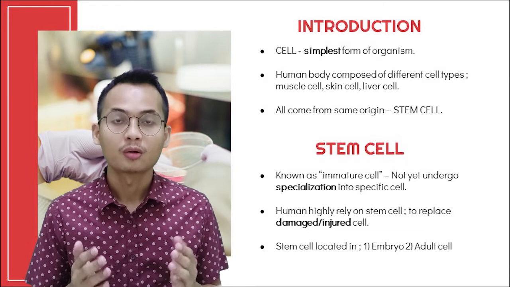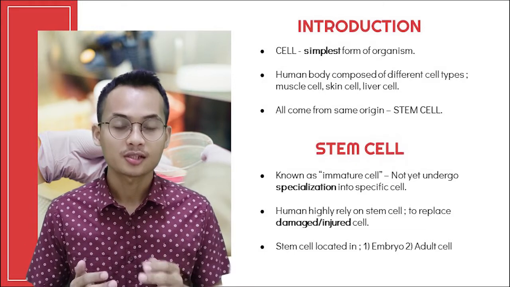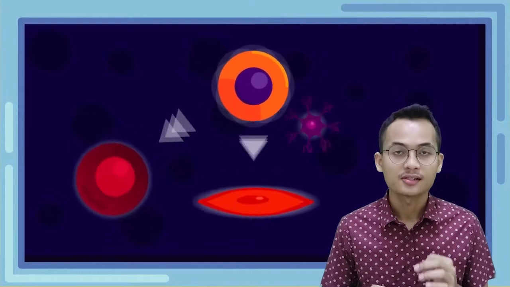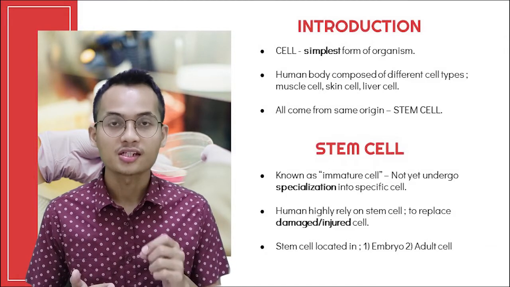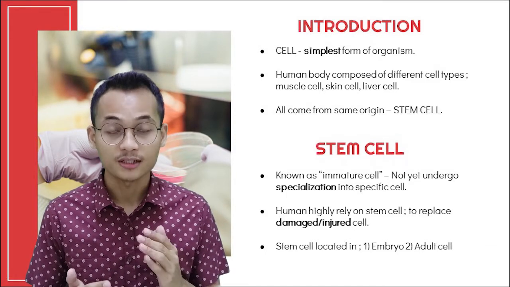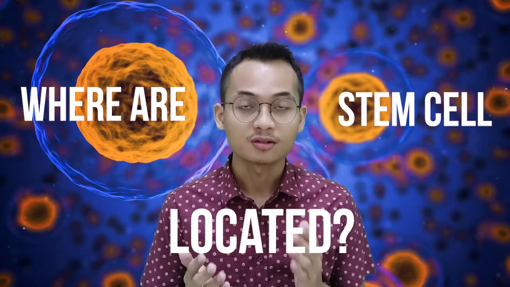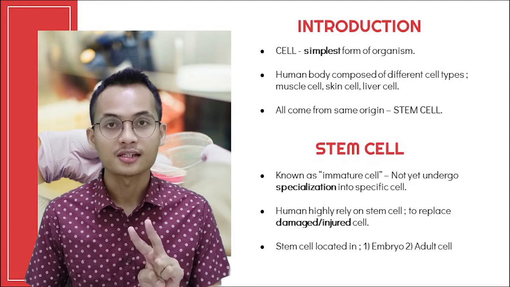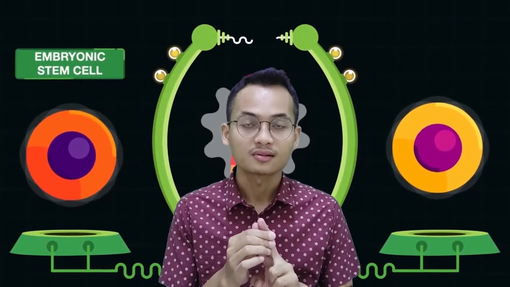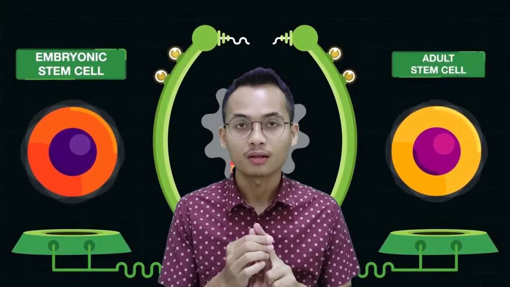Stem cells, also known as immature cells, are cells that have not yet specialized into different types of cells. Stem cells are the source of each and every cell in our body. Where are the stem cells located? There are 2 sources of stem cells in the human body. The first one is from the embryos, and the second one is the adult cell, or we call it somatic cell.